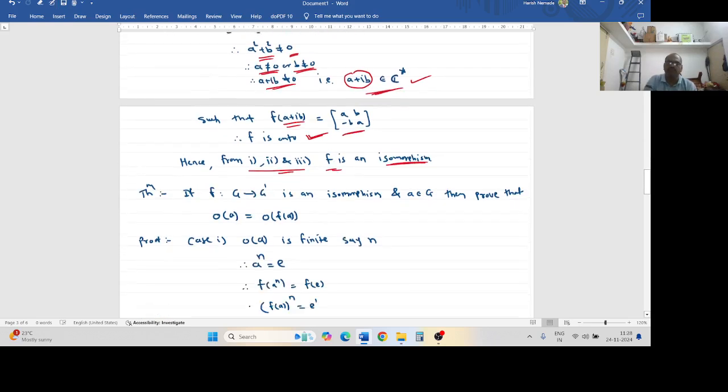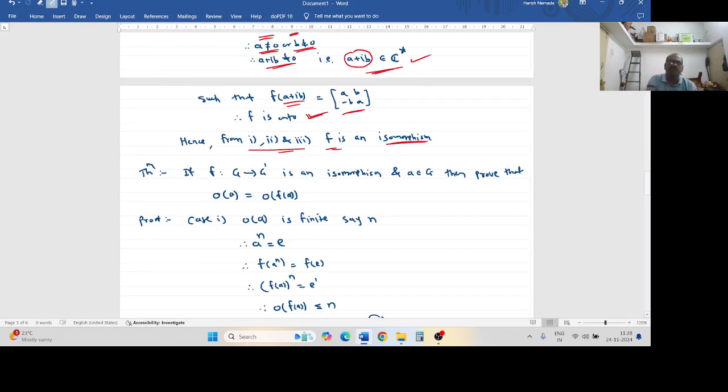Now next theorem: if f is a map from G to G dash, f is an isomorphism, and A belongs to G, then we have to prove order of A is equal to order of f of A. म्हणजे एलिमेंटची ऑर्डर आणि त्याच्या इमेजची ऑर्डर ही सारखी असते जर दिलेलं फंक्शन हे आयसोमॉर्फिझम असेल तर.